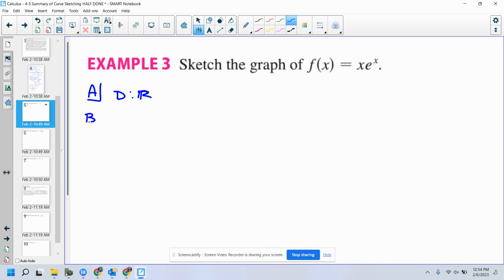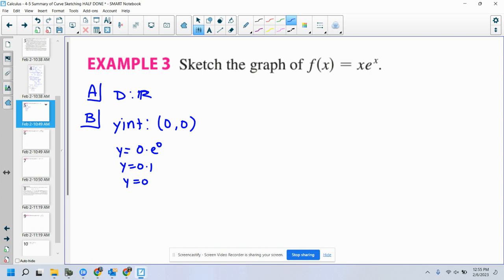All right, let's take a look at part B here. And part B is the intercepts. So for my y-intercept, again, that's 0, comma. So when I plug in 0, that's going to be 0 times e to the 0. So y is equal to 0 times 1, or 0, at 0, 0.